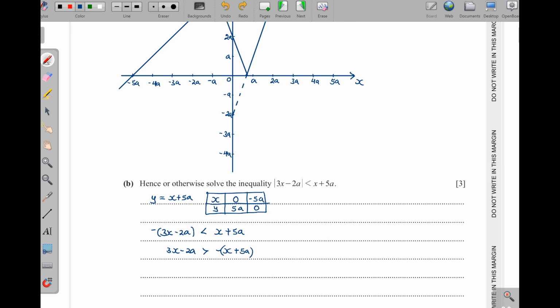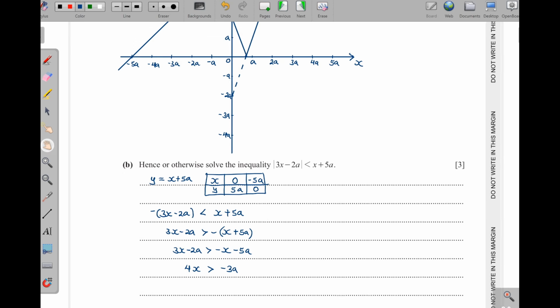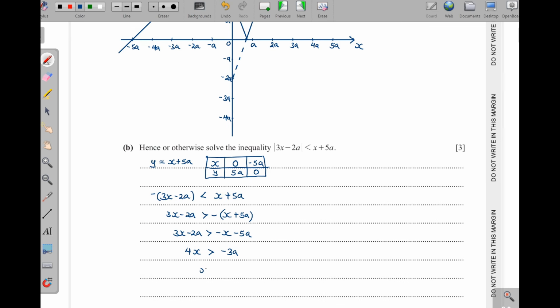Now, what are we having here? We solve this equation here, not so? So this will be 3x minus 2a, then greater than negative x minus 5a. If I put x on one side, this will be 4x, then greater than, take this on this side, minus 5 plus 2, that one gives us a negative 3a. So that means our x here is going to be greater than negative 3 out of 4 of a. As simple as that.